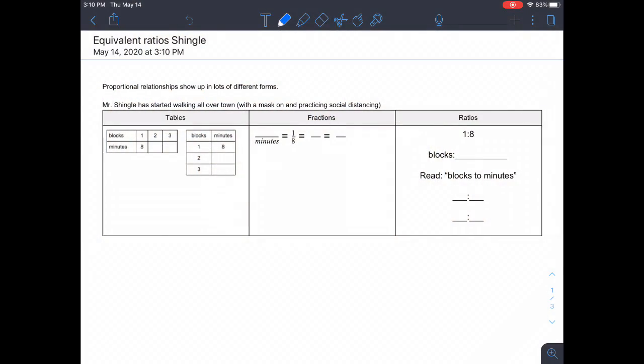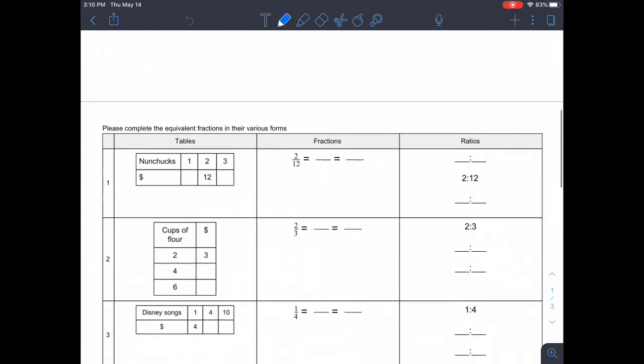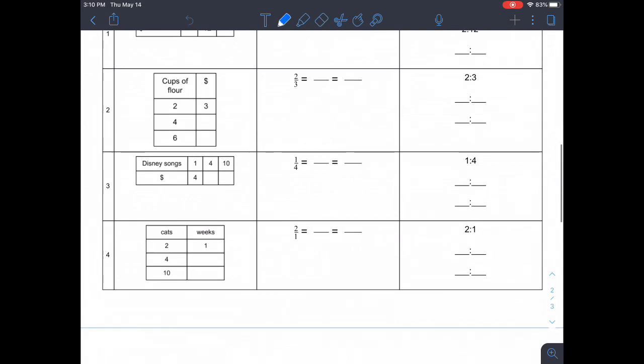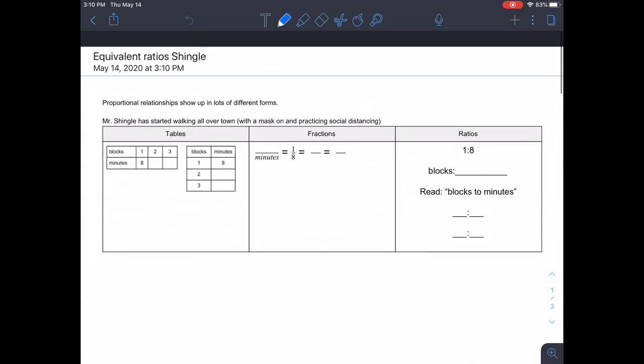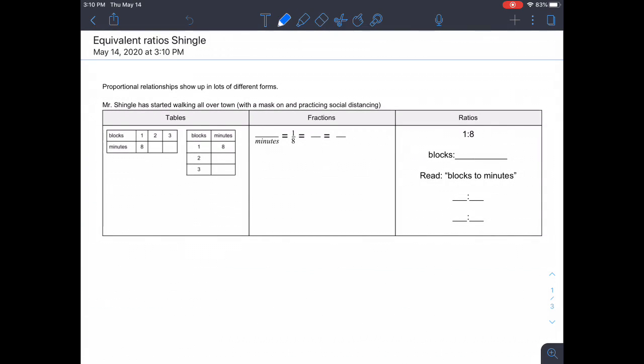All right, more proportional relationships and equivalent ratios. We're going to do a problem together, and then you're going to complete 4 more problems. And that's it. So let's read this. It says proportional relationships show up in lots of different forms. You know that. Today we're just getting practice with it.